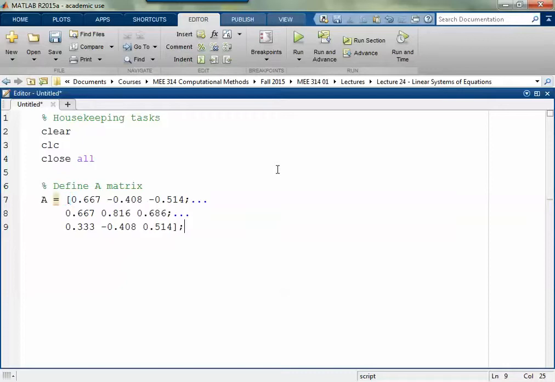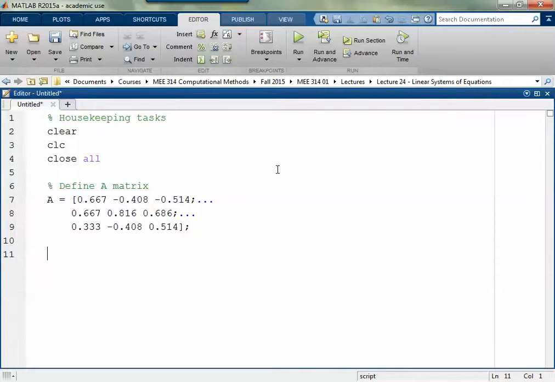I'll put a semicolon at the end. That way it doesn't print out to the screen and MATLAB's happy. The 3 dots helps you go to the next line without MATLAB being angry, so you can continue going in the same matrix. Okay. So that's my A matrix.